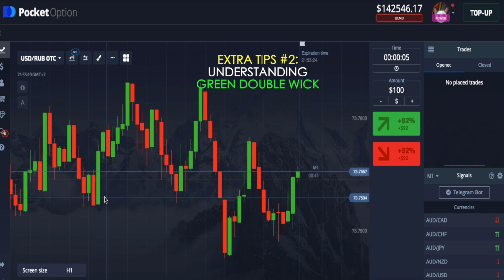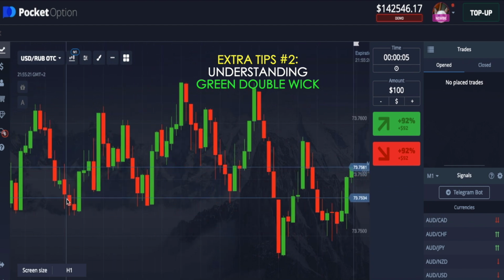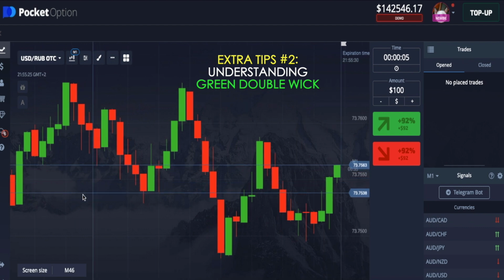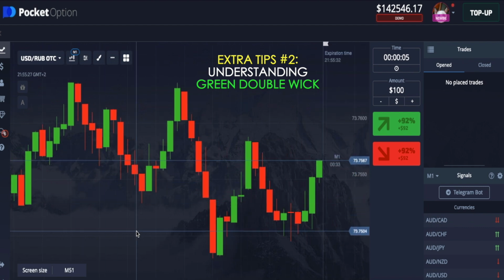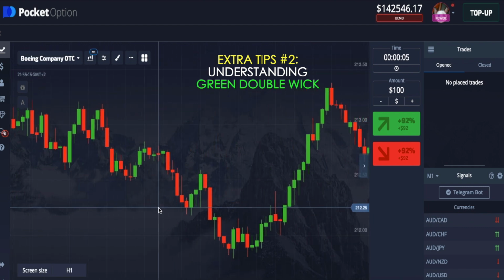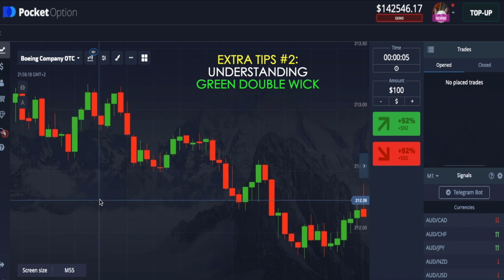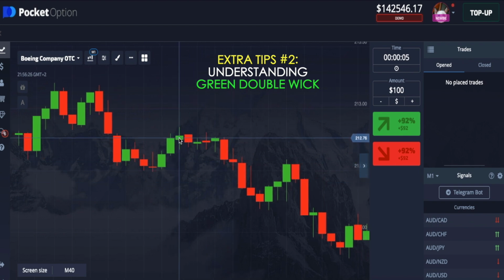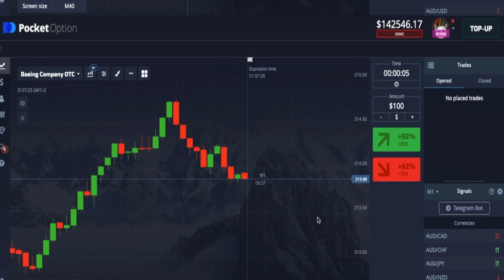Okay, that's when price is going down, and then you also can find a double wick green a lot of times when price is going sideways. Okay, there's one. So at the end, still kind of went sideways and then it went down. And here's one. Price is going sideways. So these are your double wick greens that you're kind of looking for.